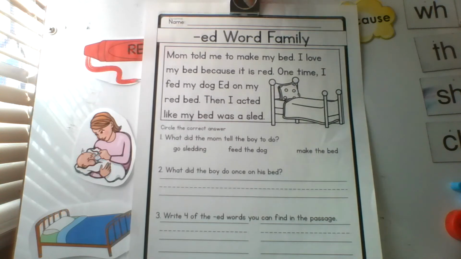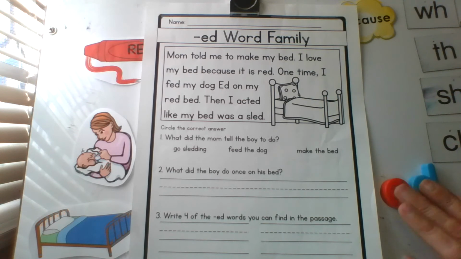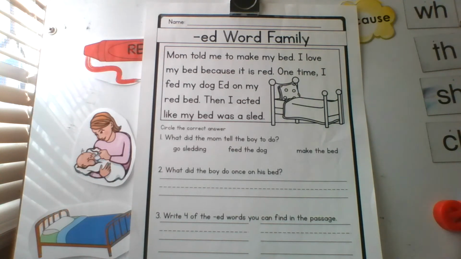Okay, and it says the Edward family. So remember, the first thing we're going to do is we're going to read the whole story, and then we will go back and we will answer the questions. There's my Edward family, E-D. Okay, so let's read the story.